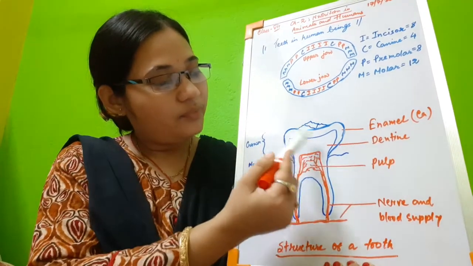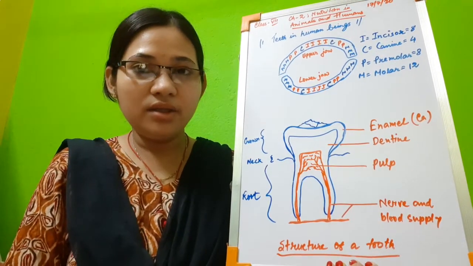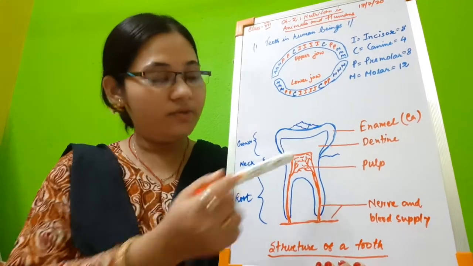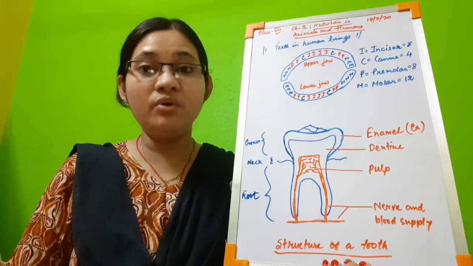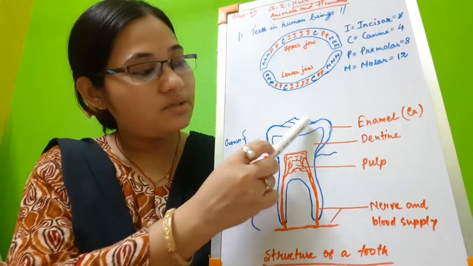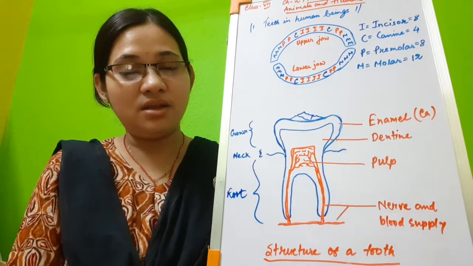Then after that, the outermost white covering is called the enamel. It is the outer protective covering, and it is the hardest substance in our body. It is even stronger than the bones. Enamel is made up of calcium salts. That is why it is the hardest substance in our body.